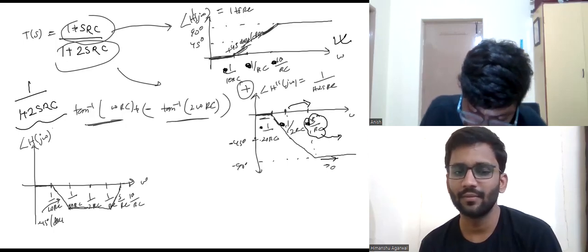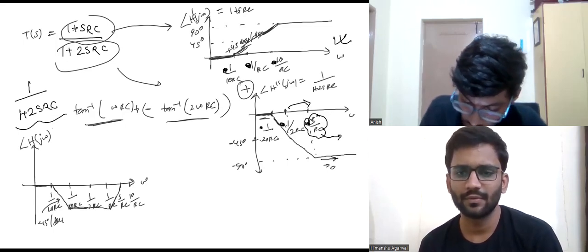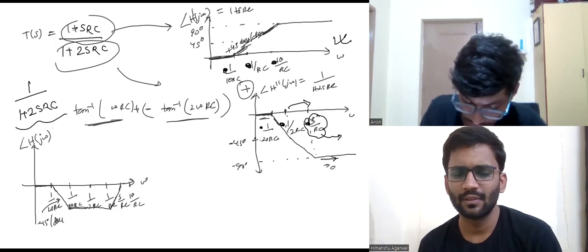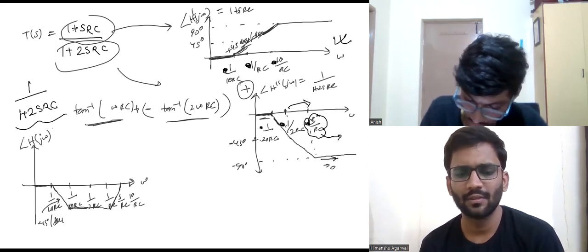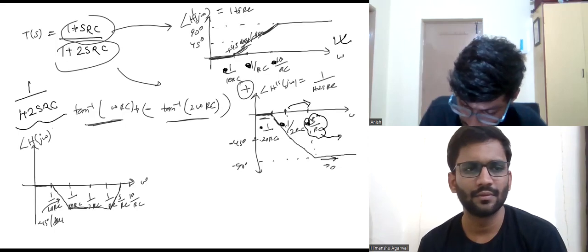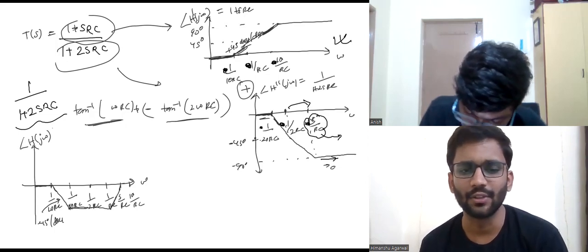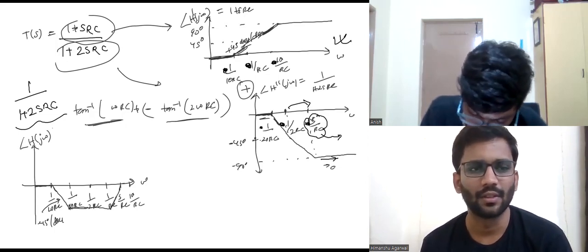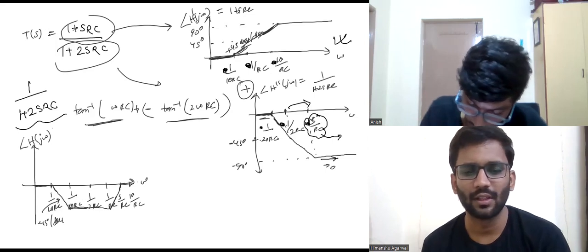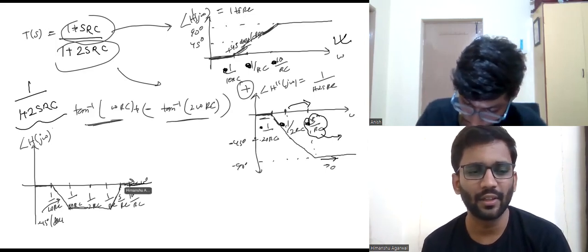And it will go until this part only, because we know that at omega equals infinity, the overall angle of this is 0, right? So that's why it will go till here. Then it will go to 0 and it will continue on like that.